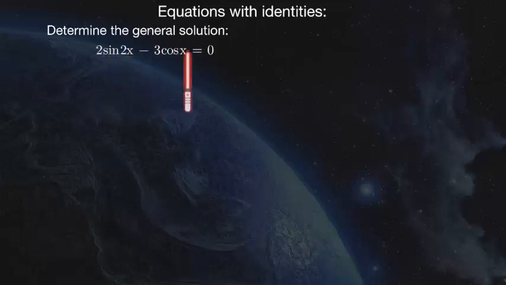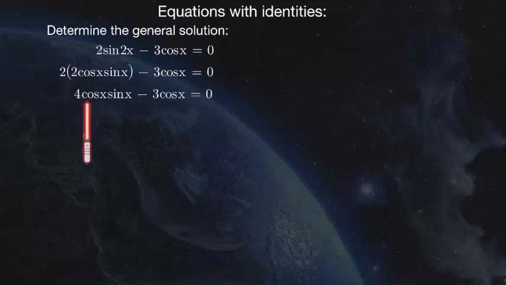Now which one of these can we change? Well, we can change the sine double angle to its double angle identity. So we're going to leave the 2 on the outside, open brackets, and in the place of the sine double angle we're going to put 2 cosine x sine x, close the bracket, minus 3 cosine x is equal to 0. Then we multiply this 2 in and we get 4 cosine x sine x minus 3 cosine x is equal to 0.